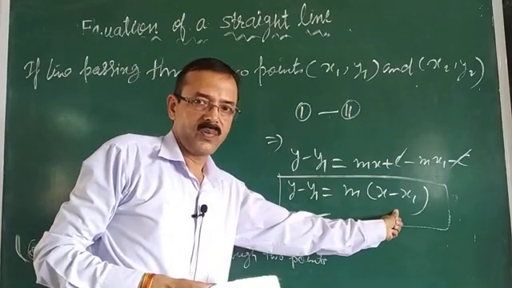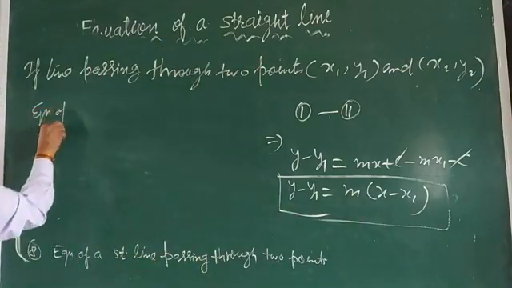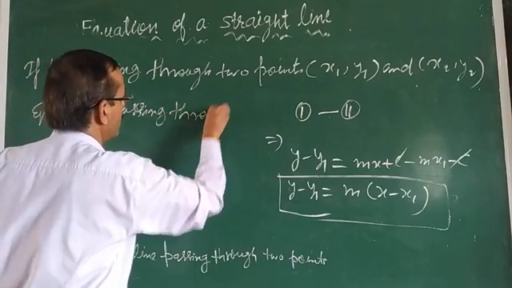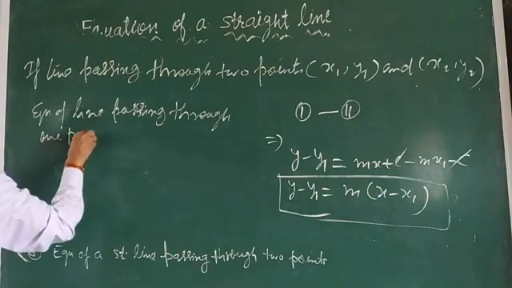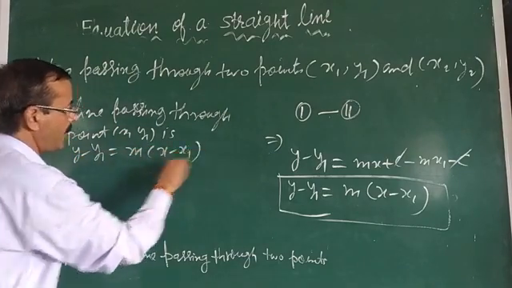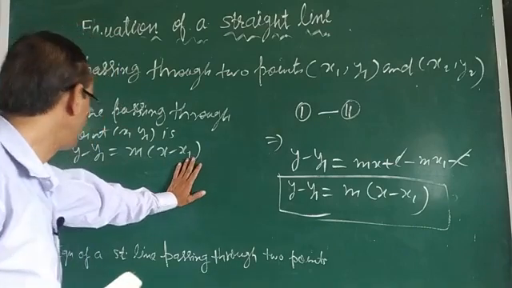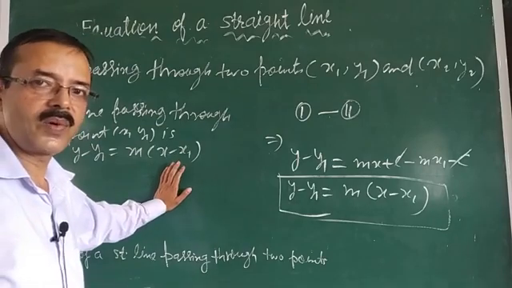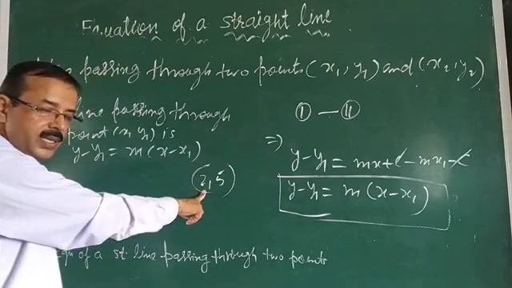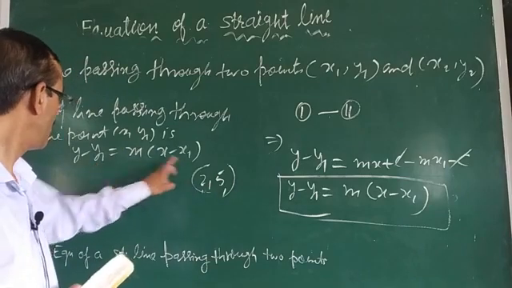This is the equation of the straight line which is passing through 1 point: y minus y1 is equal to m(x minus x1). What is this? It is the equation of a line. Which line? The one that is passing through one point. So if the question says find the equation of straight line passing through the point 2, 5, then this is x1, y1, and you will put it here: x1 is 2 and y1 is 5.